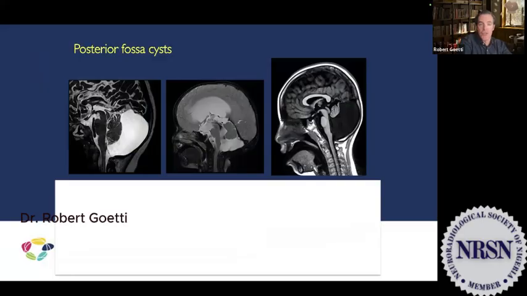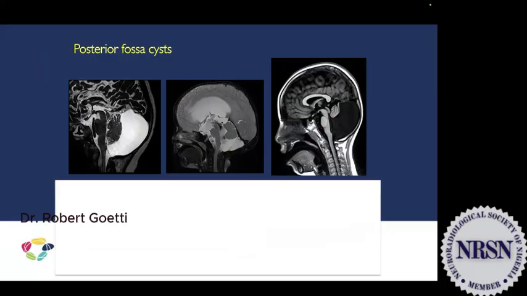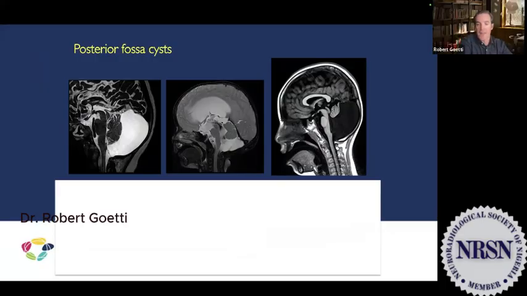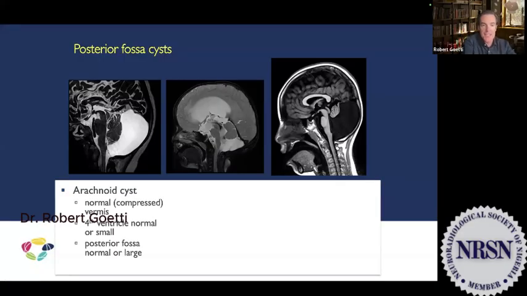Moving on, this is a little excursion to posterior fossa cysts. So these are not cerebellar cysts, but I'm mentioning this because it's an important thing. So we have three different patients here. The first one has an arachnoid cyst. In this case, we have a cyst, but the vermis is normal. The vermis in this case is compressed, but it is morphologically normal. The posterior fossa could be normal or large. Some of these can cause some scalloping of the posterior fossa, but there's not a morphological abnormality of the vermis. There is usually not hydrocephalus, but sometimes we can see hydrocephalus if there is a lot of mass effect.